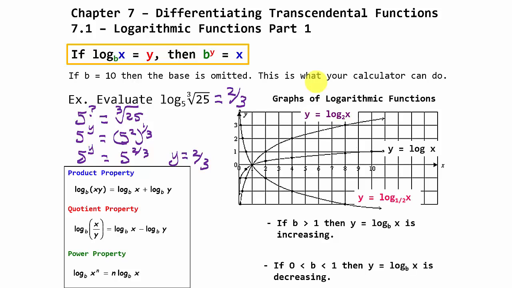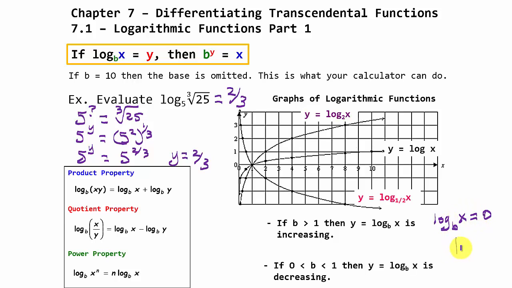Some basic graphs of log functions. For example, I have log base 2 of x here. If your base is greater than 1, then your log function will be increasing. If your base is between 0 and 1, such as 1/2, your log function will be decreasing. All log functions go through the point (1, 0). Here I have a y value of 0 and an x value of 1.